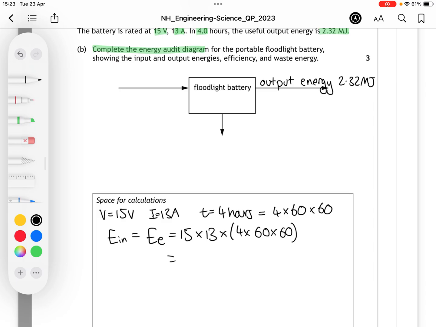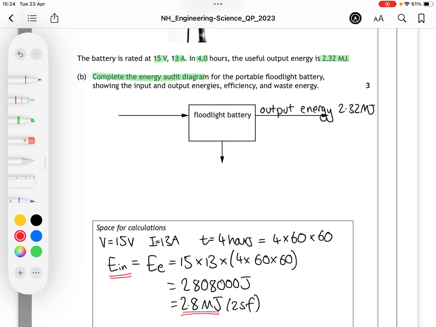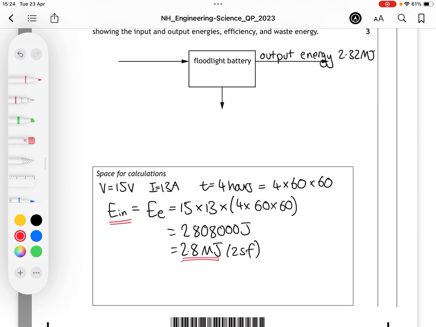And that gives me 2808000 joules, so 2.8 megajoules. That's just two significant figures there. A quick logic check, a quick sanity check. I need to check that the energy in that I'm calculating is greater than the energy out. So here I've calculated that as 2.8 megajoules, and that is indeed more than the output energy I'm told of, 2.32 megajoules. That's good. So I've done that much right at least.